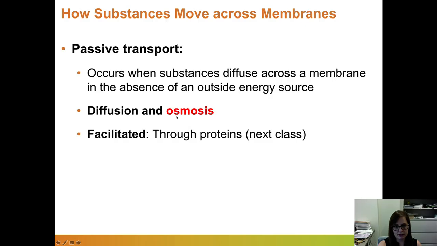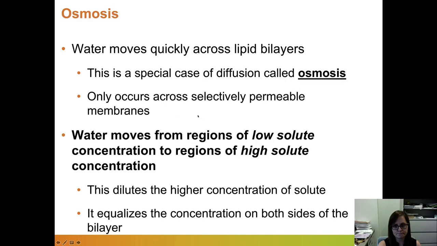The second example I want to talk about is the process of osmosis, and this is the special diffusion of water. Water moves quickly across a lipid bilayer, and this special case of diffusion is called osmosis. It only occurs across selectively permeable membranes. So if a solute cannot cross the membrane, water will move across the membrane. Water moves from areas of low solute concentration to regions of high solute concentration. So this is a little bit opposite in a way than how solutes move.